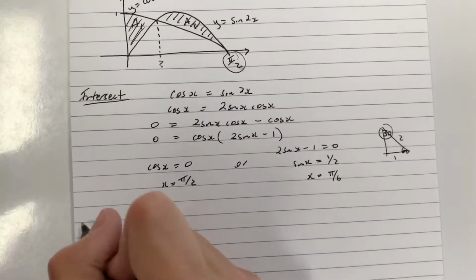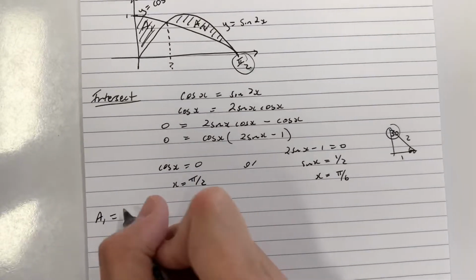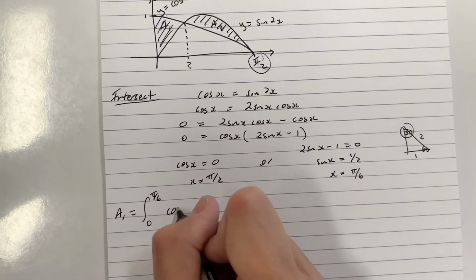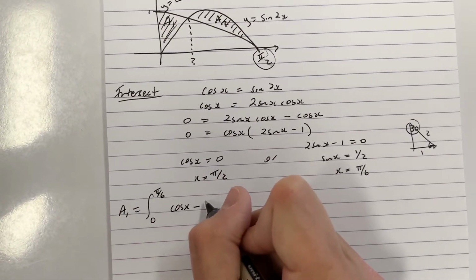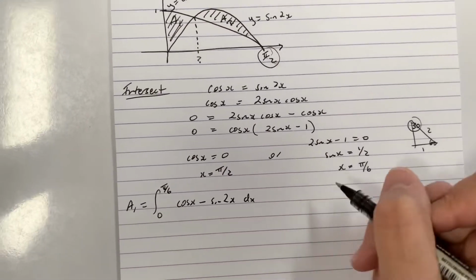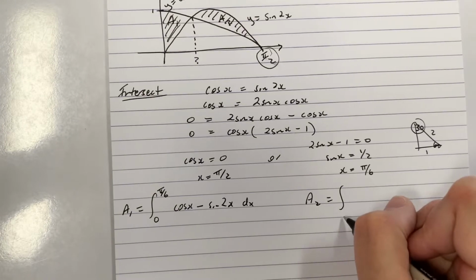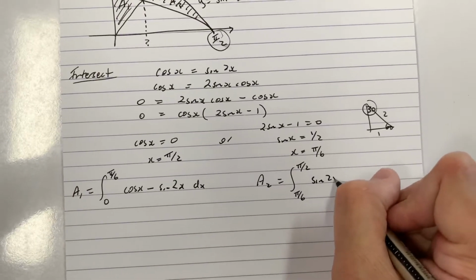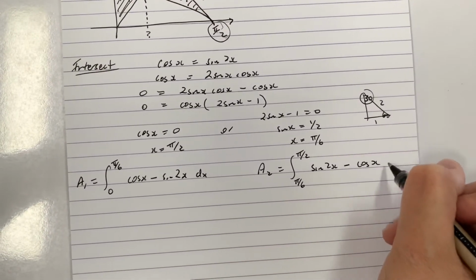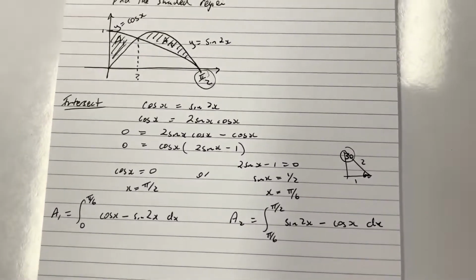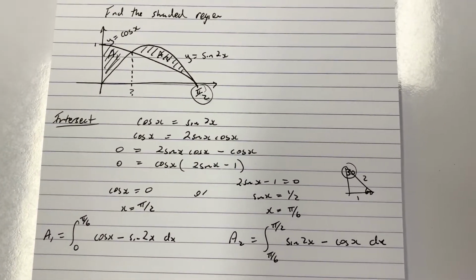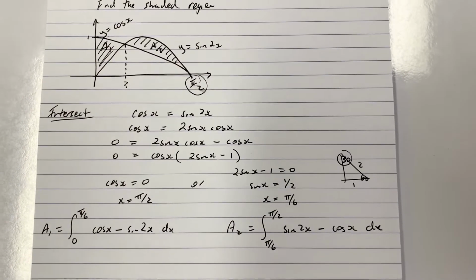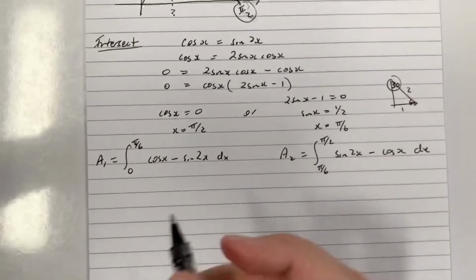So then we need to work out area 1, our first area. So that's from 0 to pi on 6. The top curve there is cos x, and the bottom curve is sine 2x. Area 2, which is from pi on 6 to pi on 2, the top curve is sine 2x minus the bottom curve, cos x. So that's the important thing when you're doing your area between curves, is that when you set it up, you're doing the top curve, subtract the bottom curve. Now it's just an integration.